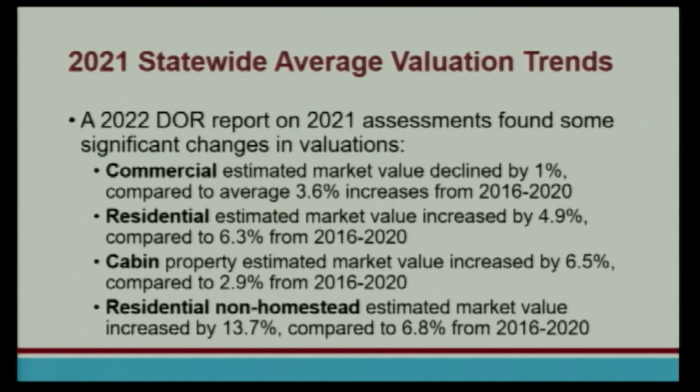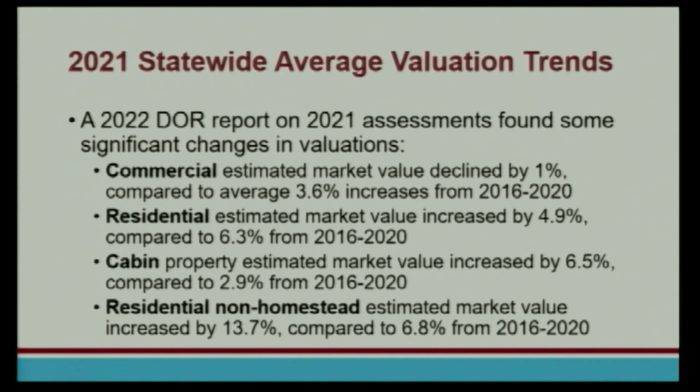Mr. Chair, you asked me to see if we could look at some trends in valuations in particular across the state. This is statewide data taken from the Department of Revenue for 2021 valuations. So as you can see, commercial estimated market value declined by 1%. That's after pretty regular, steadier increases in the 5 years leading up to it. That obviously creates a shift when you've got certain property types increasing in value and others decreasing.